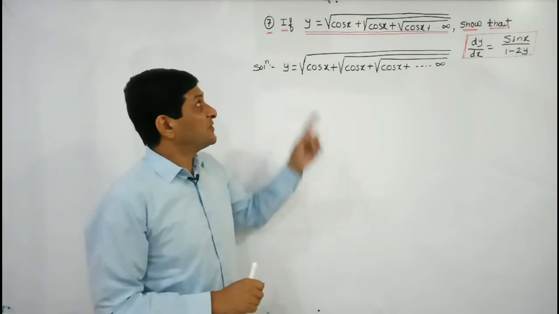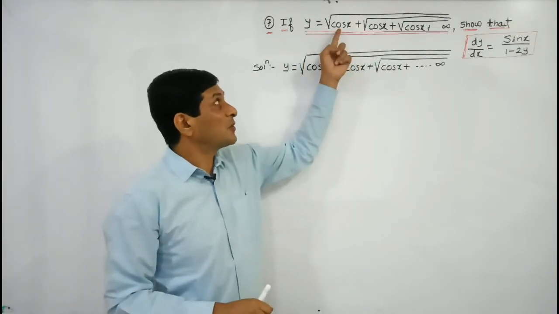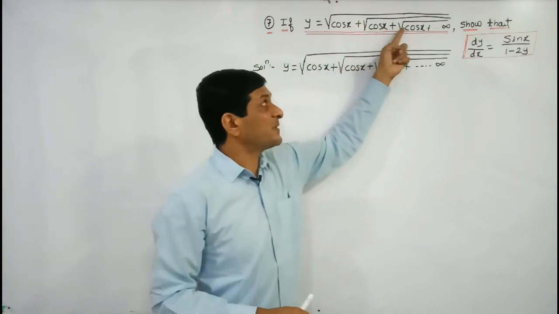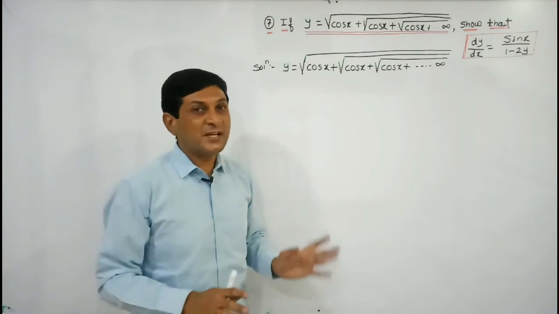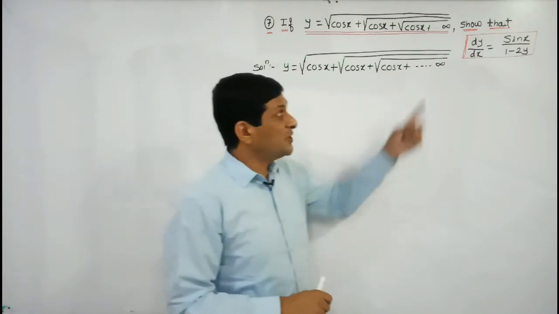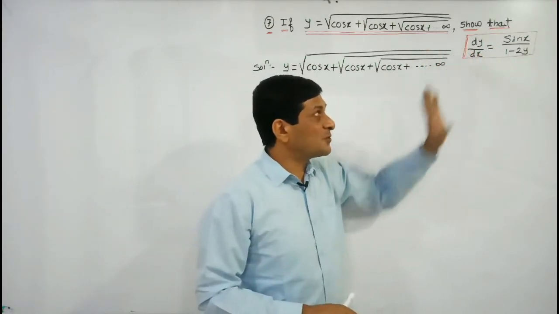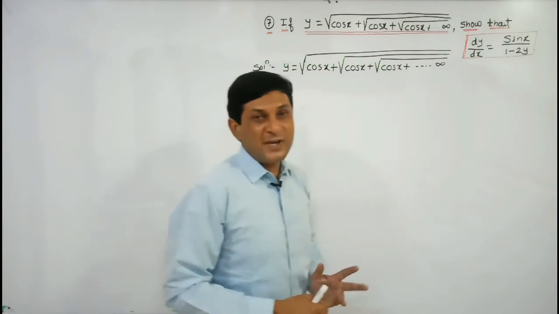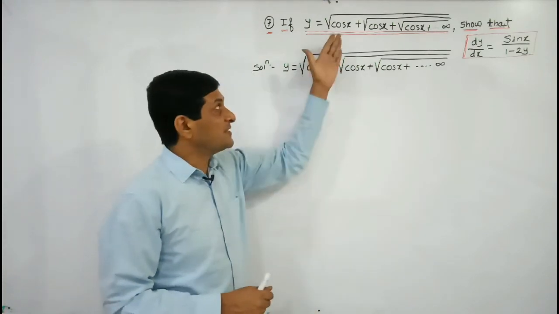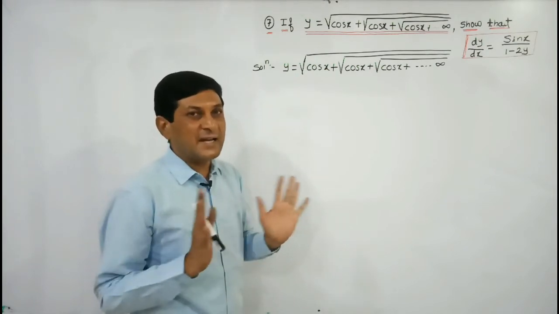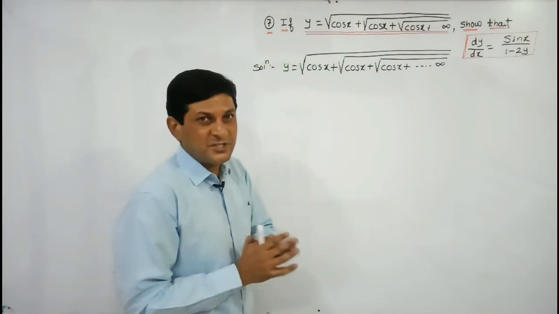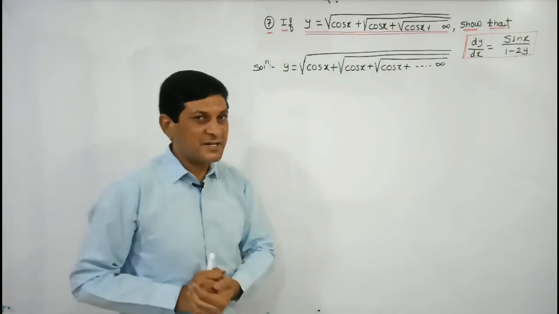In this case, the given function is y equals √(cos x + √(cos x + √(cos x ...))), continuing this way. How many terms are there? Infinite terms, and we have to show that dy/dx = sin x / (1 − 2y). So we have considered the given function. First we simplify it, later we find its differentiation and try to get our required result.